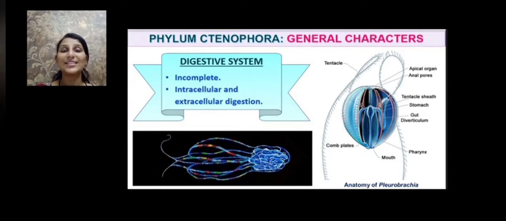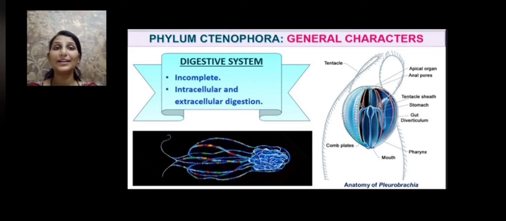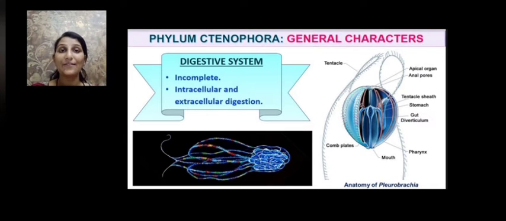And the digestive system is incomplete. What do you mean by incomplete digestive system? That means they have a single opening both for mouth and for anus. And the digestion is both intracellular, which takes place inside the cell, or if it is taking place outside the cell, it is called extracellular.